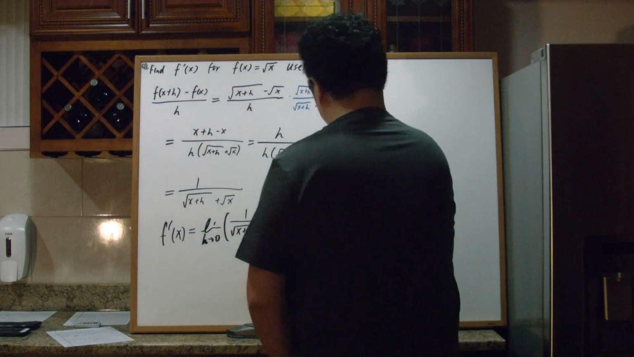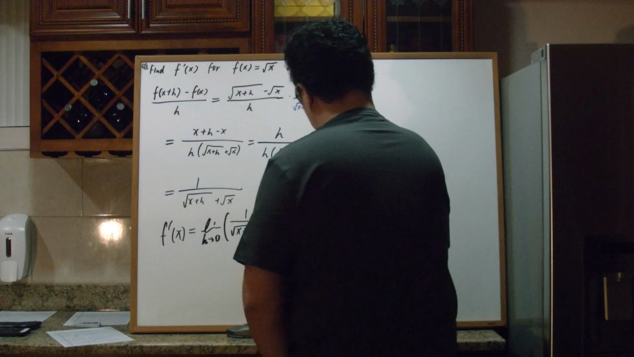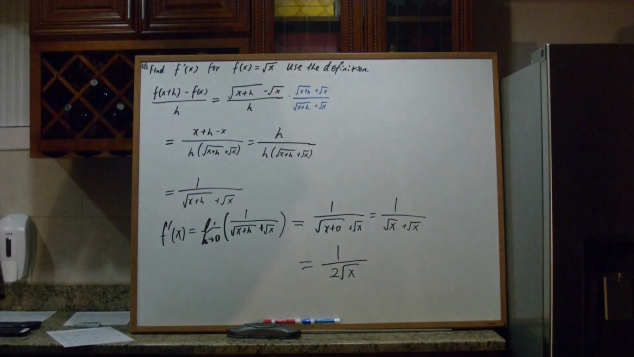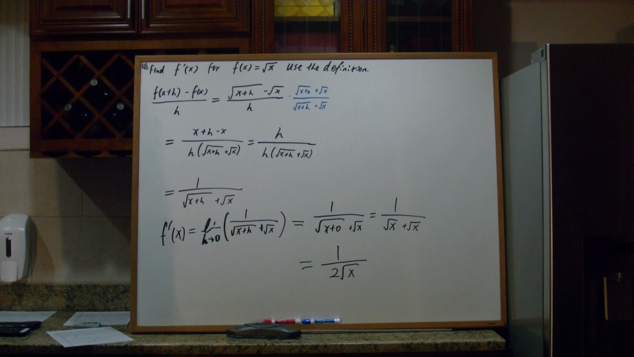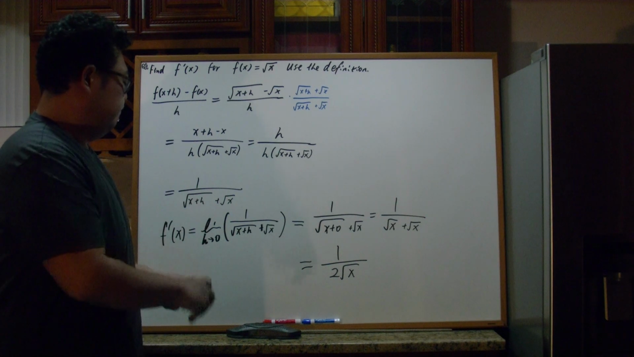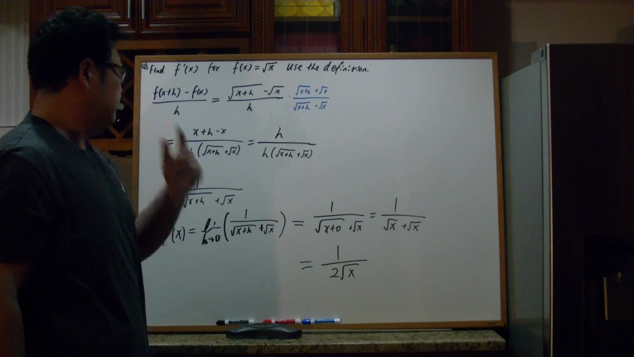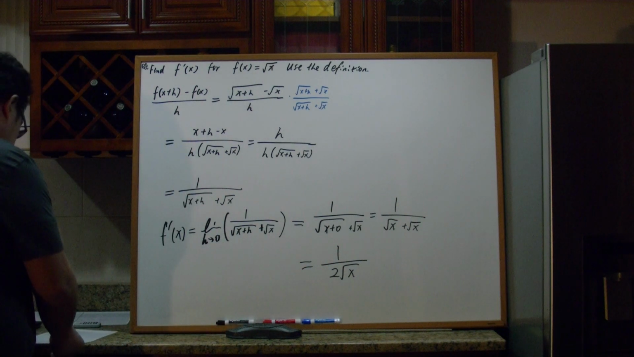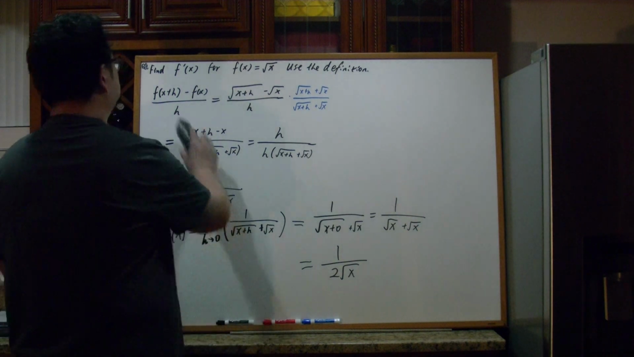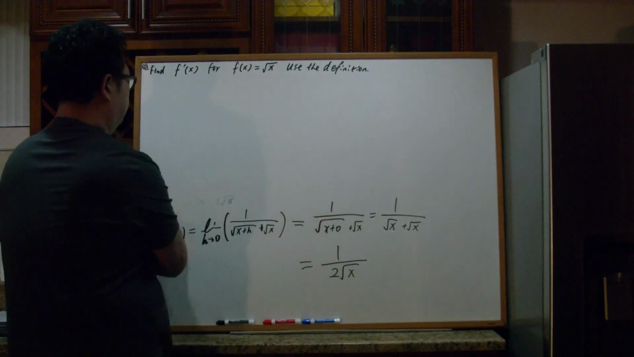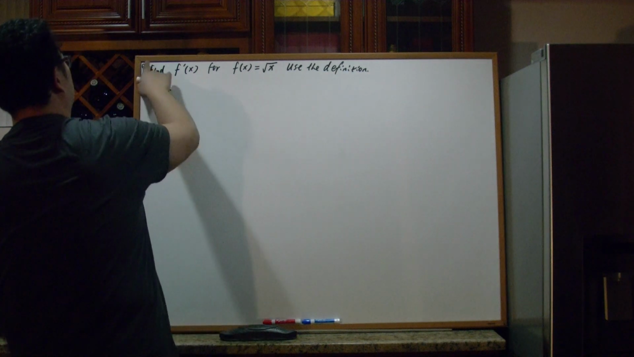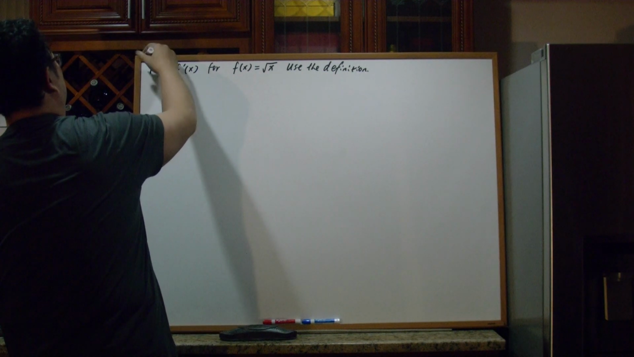And then what we get is 1 over 2 radical x as the result for f of x equal to radical x. Right, that is the derivative. So that was the example we have seen, and let's try something else.